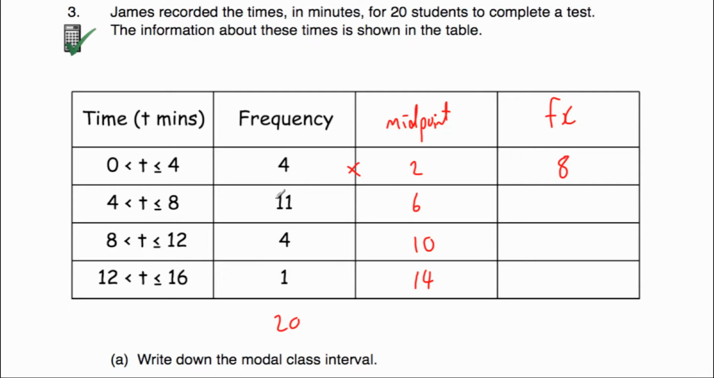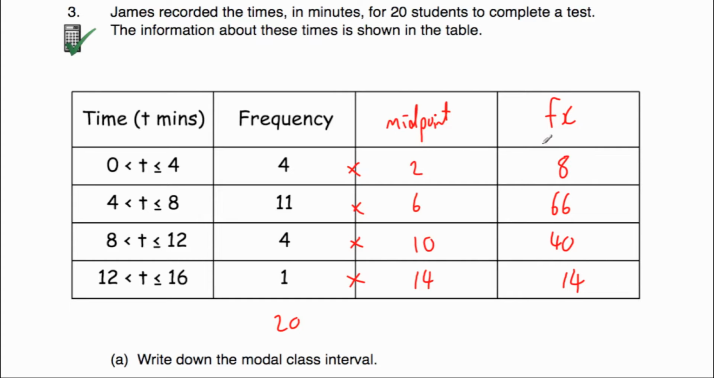Okay, next there was 11 students, and we're going to assume they took 6 minutes each. 11 times 6 is 66 minutes. There were 4 students, we're going to assume they took 10 minutes each, so 4 times 10 is 40 minutes. And our last group, there's 1 student and they took between 12 and 16 minutes. We're going to assume it was 14, so 1 times 14 is equal to 14 minutes. Okay, so we've filled out our fx column.